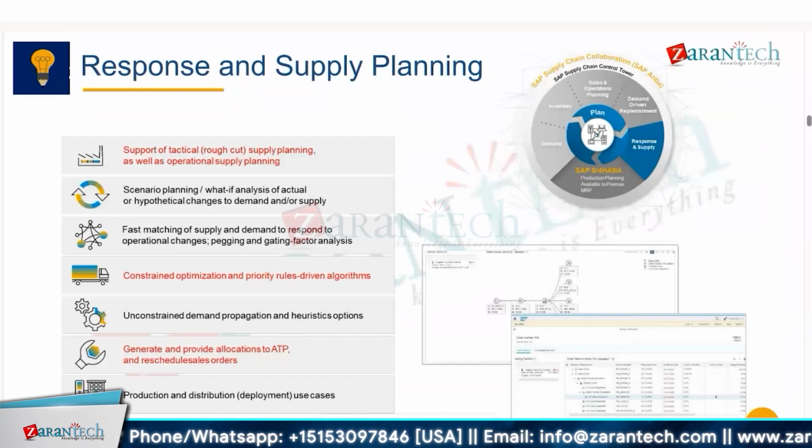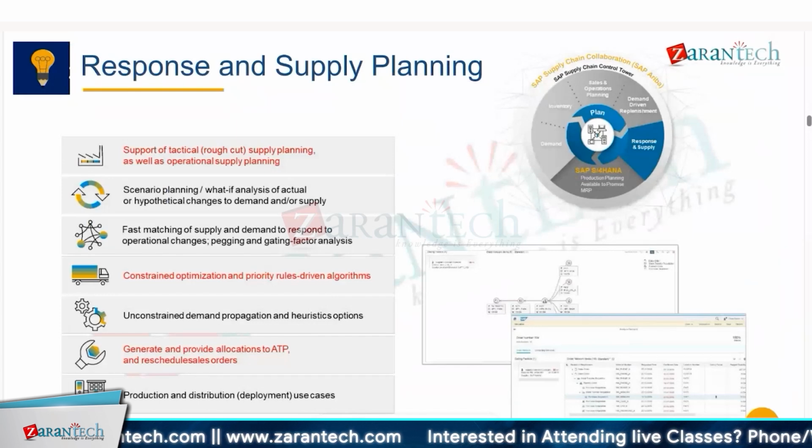Now, the next one, which I see at the bottom, is basically allocation to ATP. Do you all know what ATP is? Is it availability to promise? Absolutely correct. Spot on. This is basically the products which are available to promise to the customer.